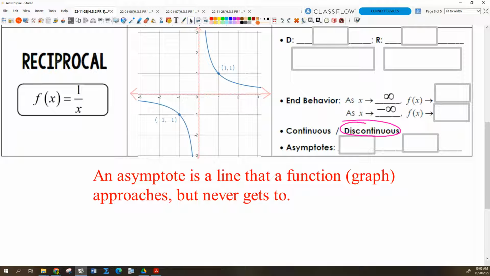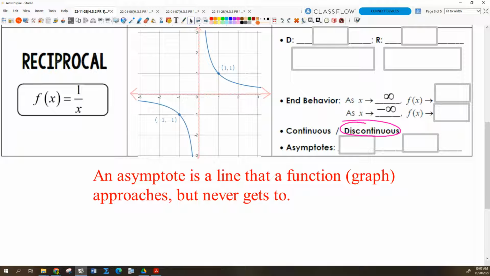So what's bizarre about this is when you're graphing this function, really the most important parts of the function are the horizontal and vertical asymptotes, but they're not really part of the function. They're just there to guide your graphing of the function, okay?